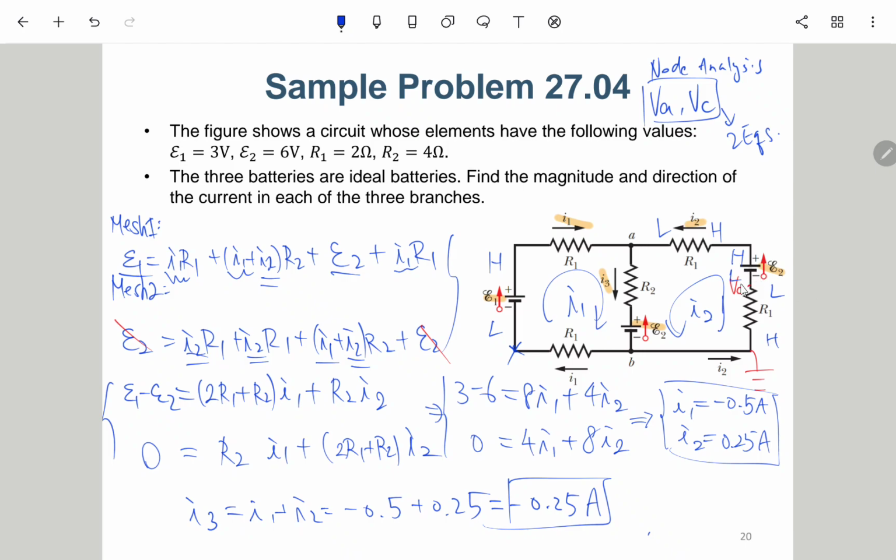And then VC is very easy. So this is nothing but I2 times R1. I2 is 0.25. Or I should say this is negative, because of the direction. So this is negative R1 times I2. I2 is 0.25 and R1 is 2. So this is negative 0.5 volt.